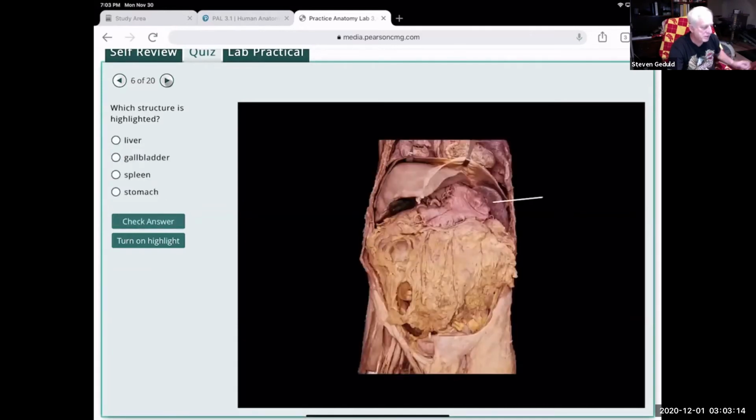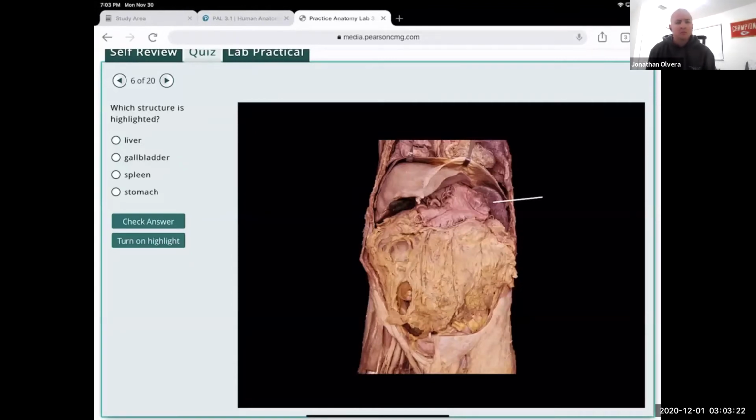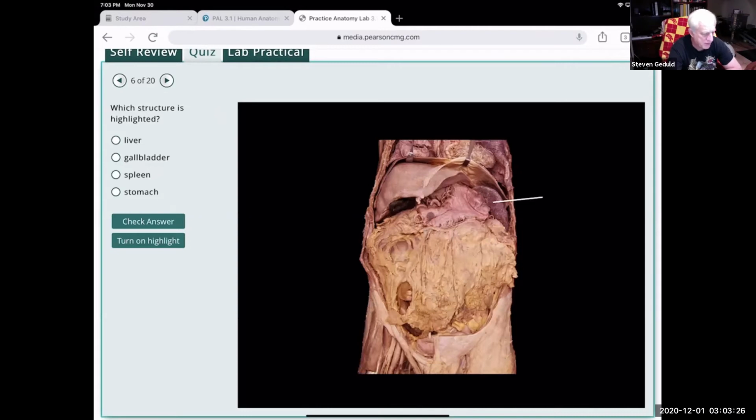All right, what structure is that? Spleen. That's the spleen. Okay. Your esophagus, your pancreas is just below this mess right here, and it points right to the spleen right here. Here's your liver, your diaphragm. Below that on the right, on the left side, I'm sorry, is the spleen.